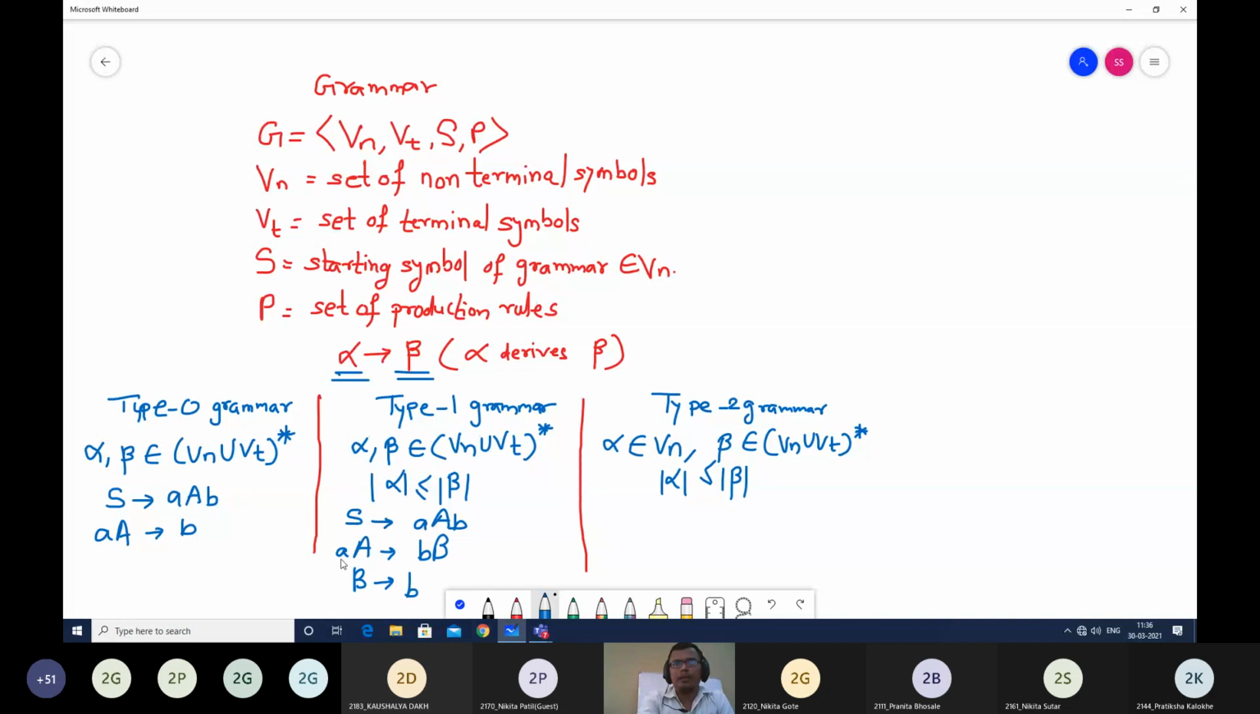So in the left grammar over here, if you observe, in the second production rule, we have small a capital A gives small b capital B.